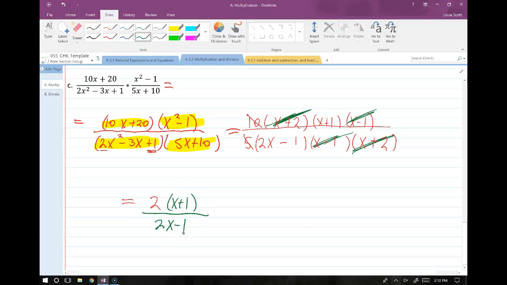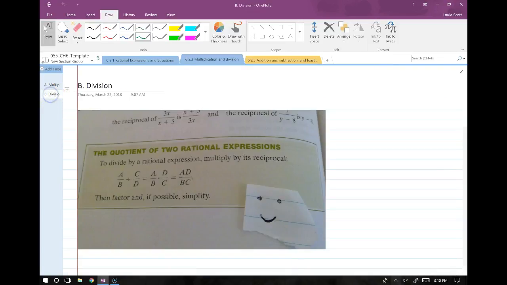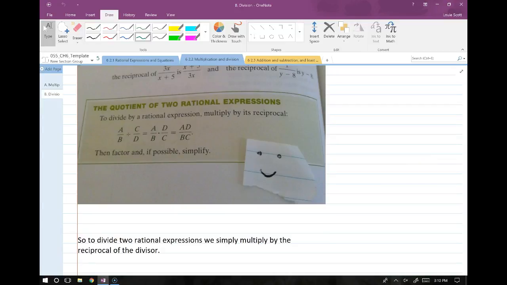Any questions about that one or those ones? Okay. All right, now we move on to division. If you'll recall, division with fractions basically says you take the denominator, you flip it, and then you multiply. It's pretty simple.